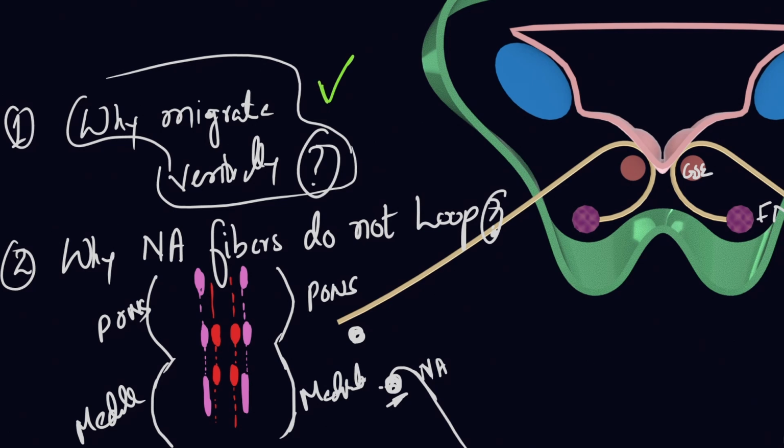And by the way, regarding the second question, why nucleus ambiguus fibers do not loop, we can also see that the trigeminal motor fibers also do not loop. So we can also add the trigeminal motor nucleus here, TMN, right? So why do they not loop? Again, the answer to this question I am not really sure about.